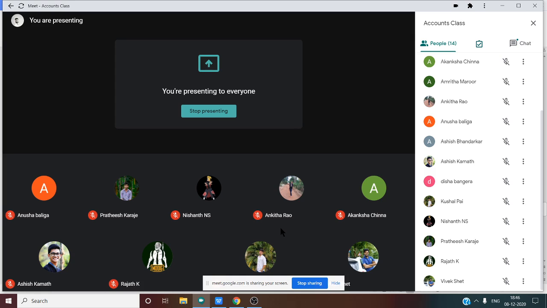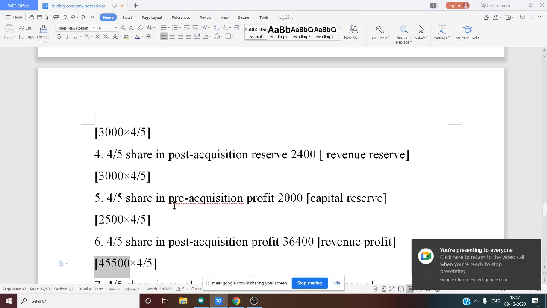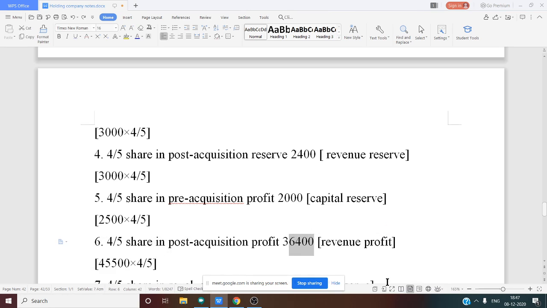Interim dividend we have deducted from pre-acquisition profit and added to the post-acquisition profit. So now post-acquisition profit total, if you see the previous working note, you will come to 45,500. So 45,500 into 4 by 5, if you do, 36,400 is the answer. Again, this is post. Post means short term in nature. So revenue profit you have to write in front of that.